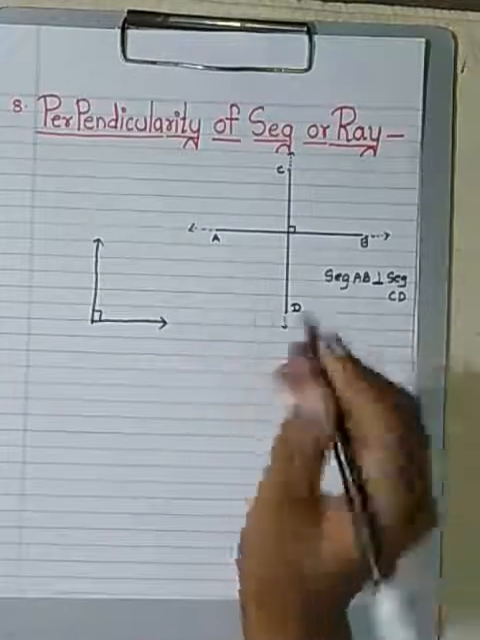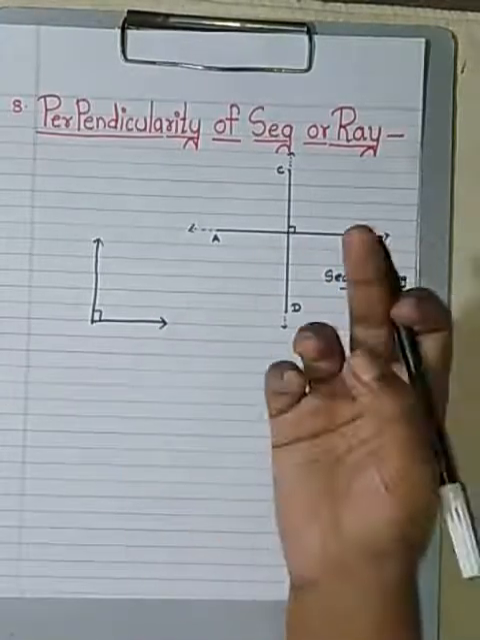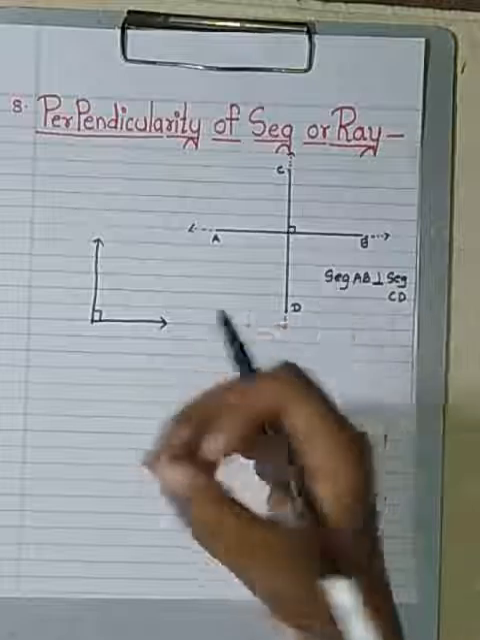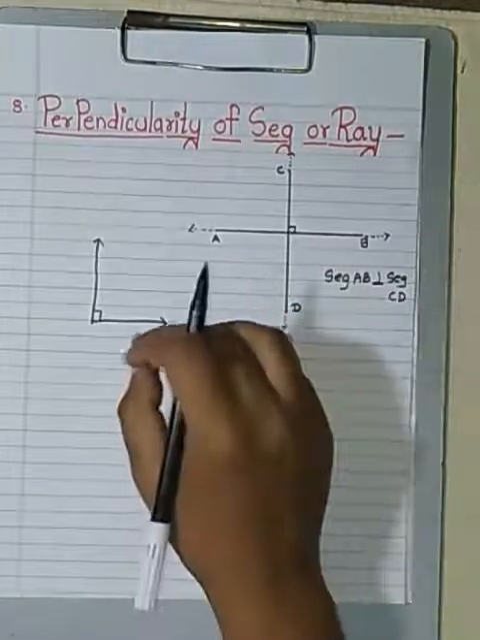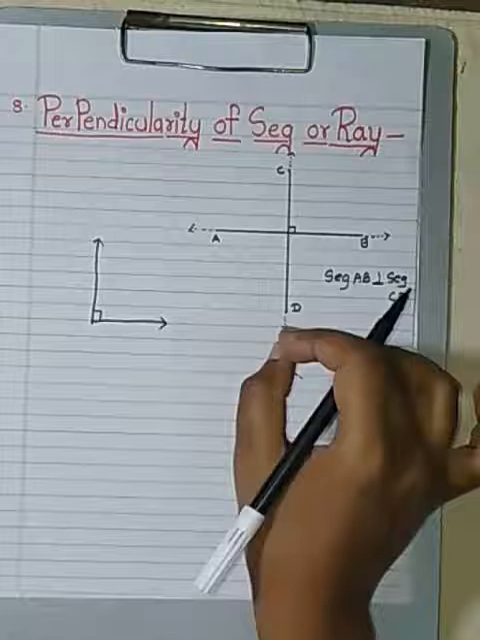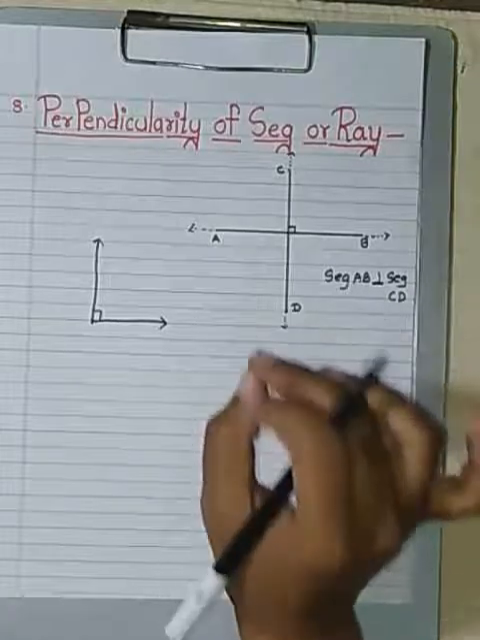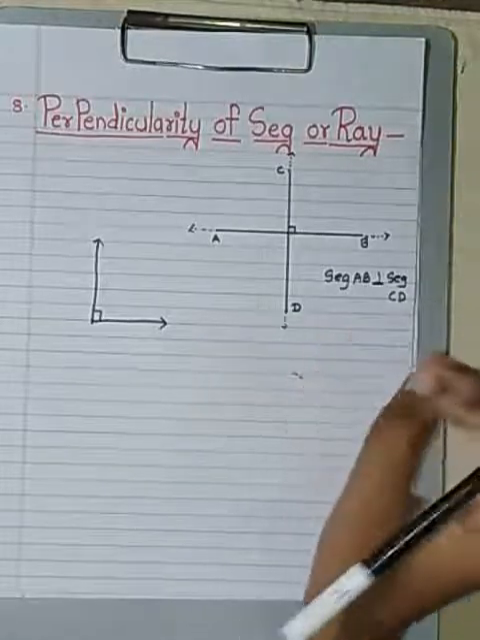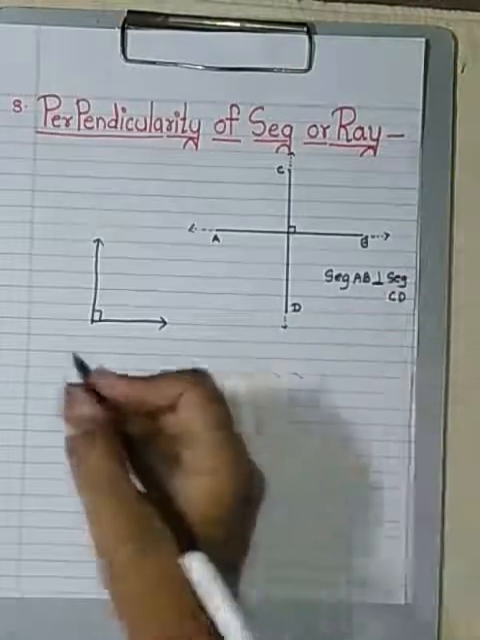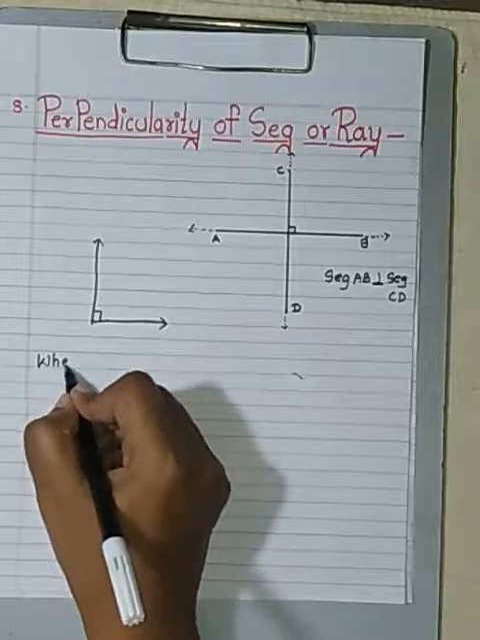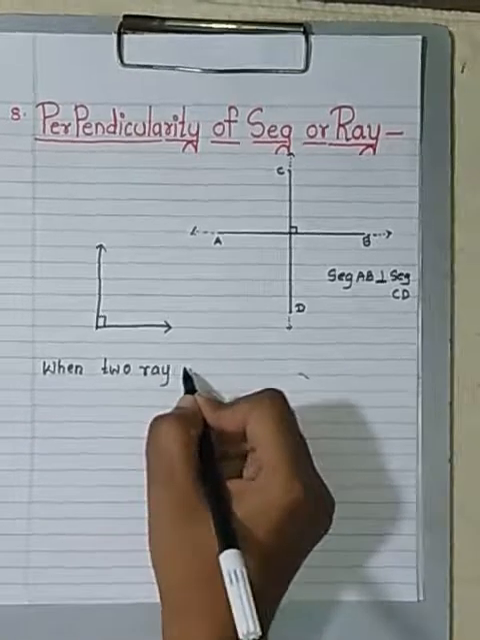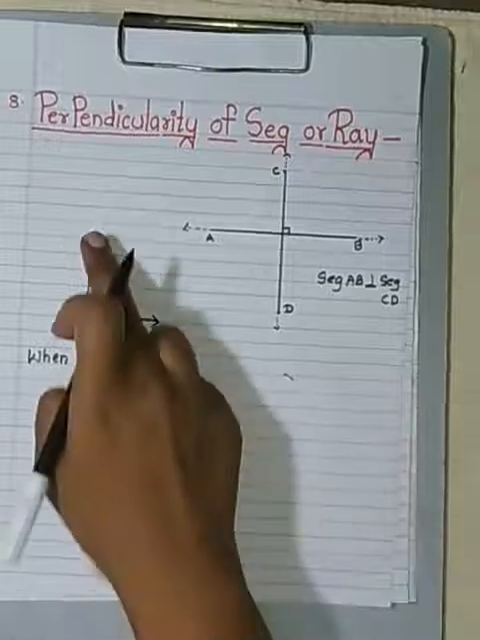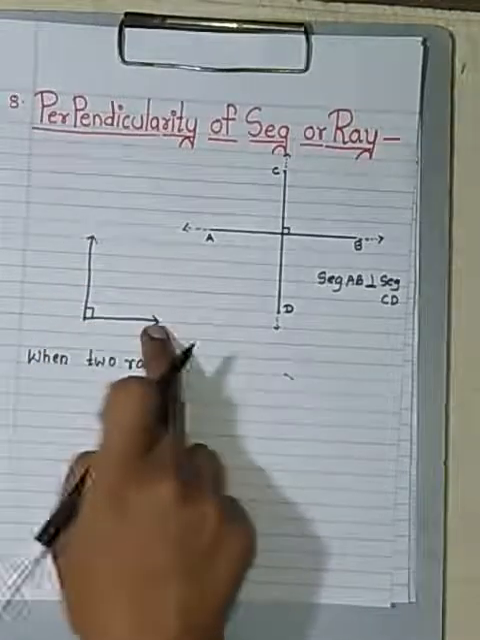Now see children, when two rays, or two line segments, or a line segment and a ray, or a line segment and a line intersect each other at right angle, then they are called perpendicular to each other. Understood? Now you can see over here, two rays are perpendicular to each other.